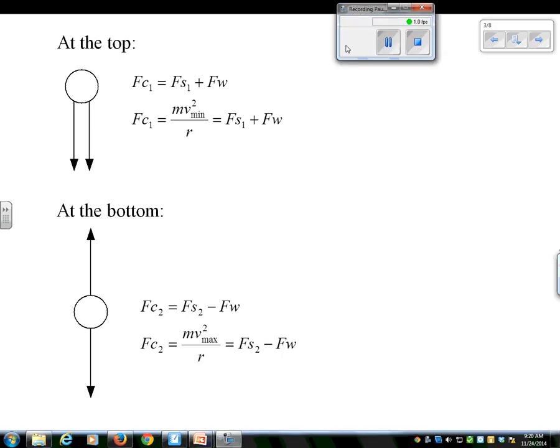Okay, so let's look at the bottom here. The centripetal force is equal to the string tension, but I subtract the weight force. Why? Opposite directions, right? And again, mv squared over r. This time we use our maximum velocity here, v max squared, and we're going to subtract. It'll all make sense at the end, don't worry. I looked ahead. I made sure I did it right.